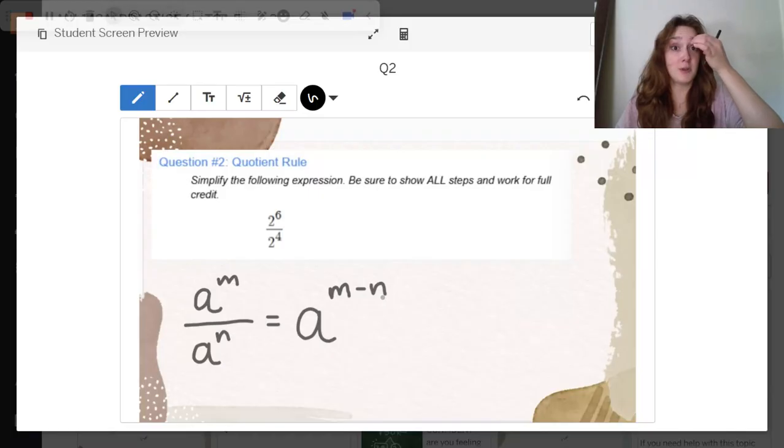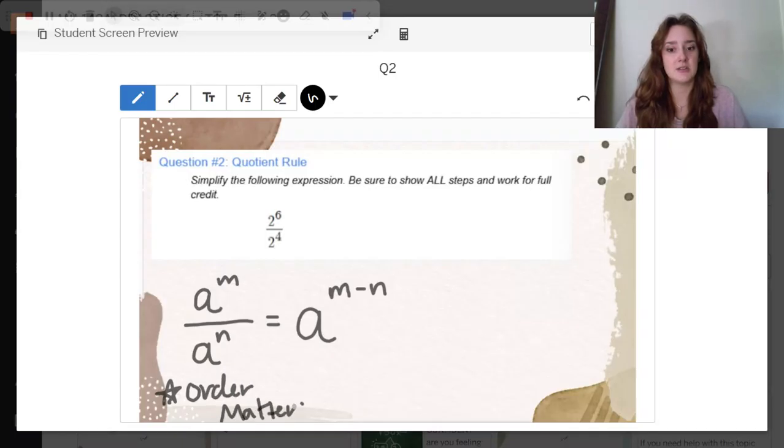You might recall from your notes, but quotient rule, this is when the order matters. Order is very important for quotient rule. It always has to be the numerator's exponent minus the denominator's exponent. Very important. All right, and we can check. So our base in this case is 2. We're doing 6 numerator minus denominator, so 6 minus 4. That will leave us with 2 squared.